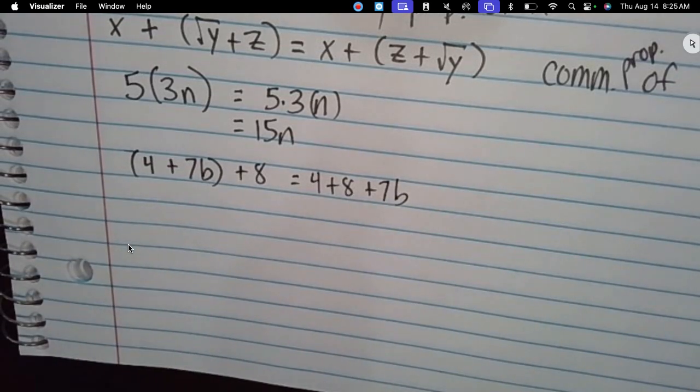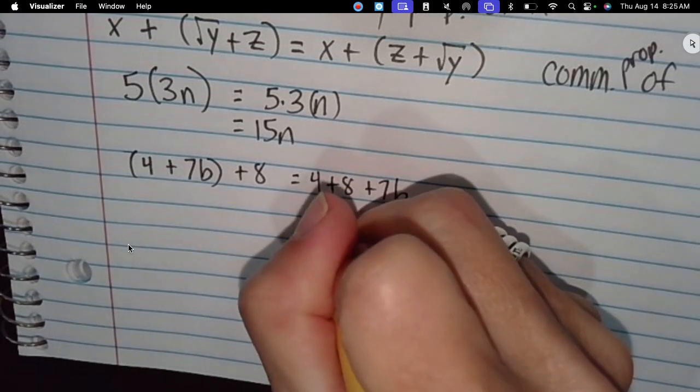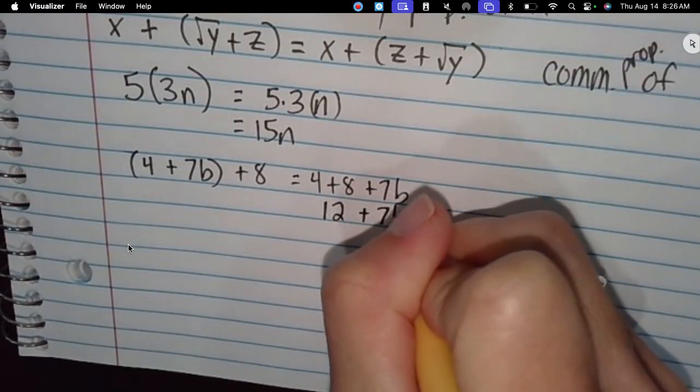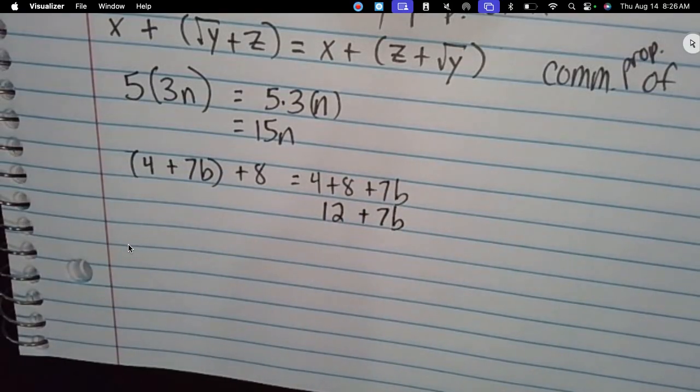But what's 4 plus 8? 12. Yeah, so I would have 12, and here's my 7b. And that's it. That's all I can do. 12 and 7b, they're not like terms. They can't be added together, okay?